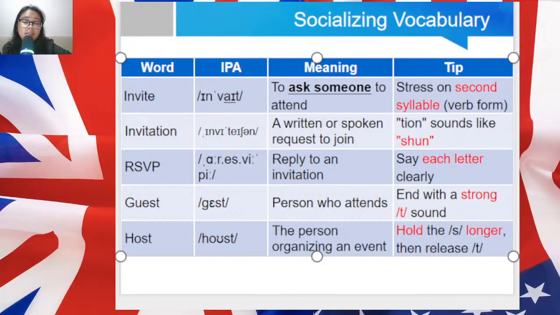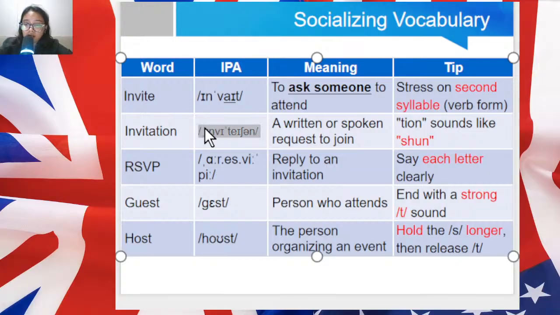How about sentences? Can anyone give me a full sentence where this word is used? As simple as, he invited me yesterday, or I invite you to come tomorrow. That's concise. Okay? Very simple, but the idea is already there. Are we getting that? Okay. Let's move on to invitation.